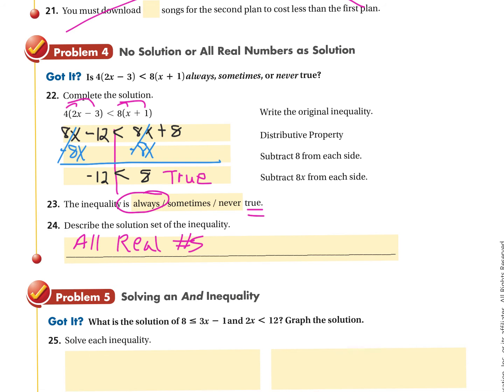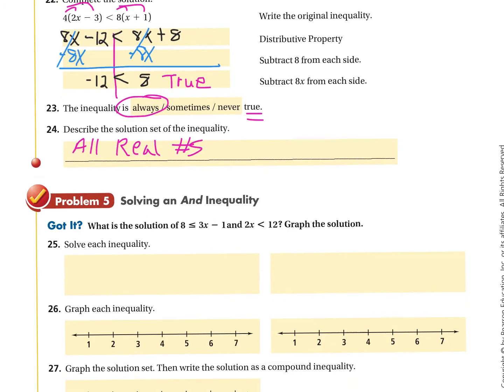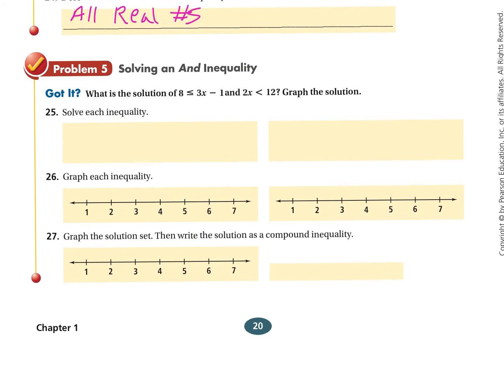All right, so then let's go to problem 5. So for problem 5, you're going to solve an AND inequality. And that means that your solution here and your solution here must intersect each other. You must be able to be here and here at the same time. So we are going to solve each inequality individually. So I'm going to go ahead and start from here.